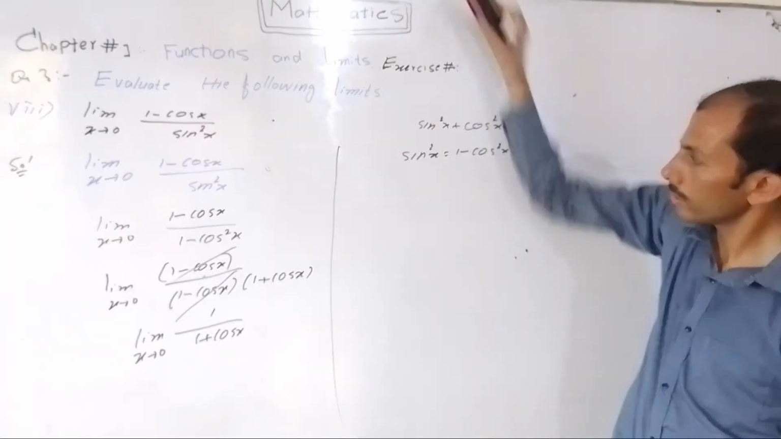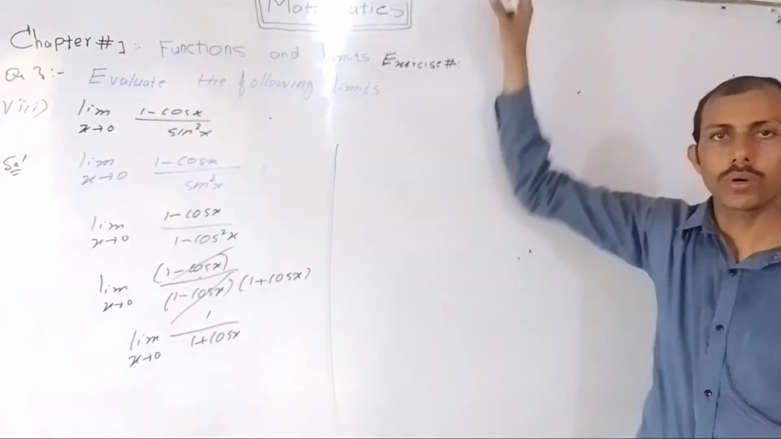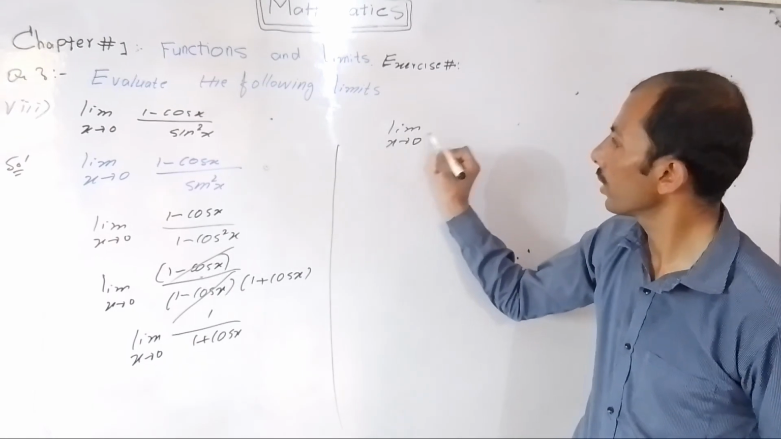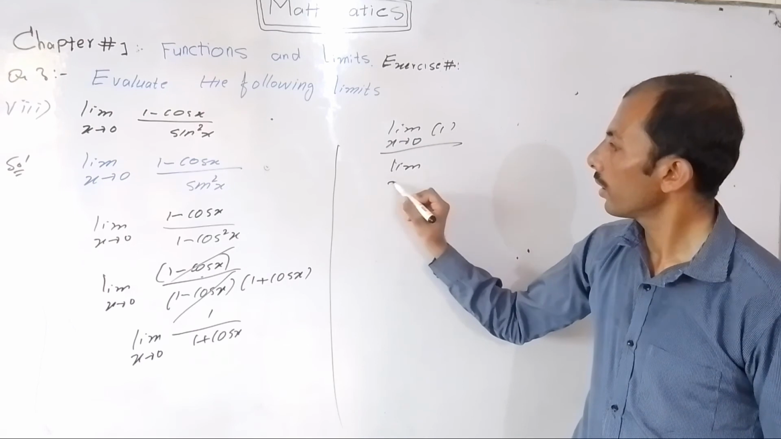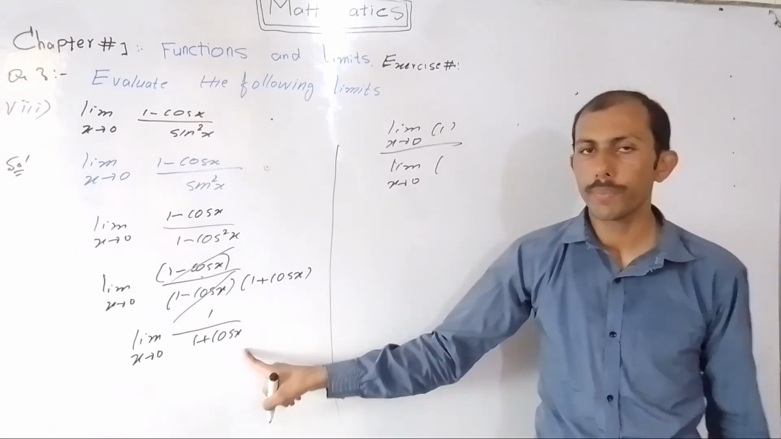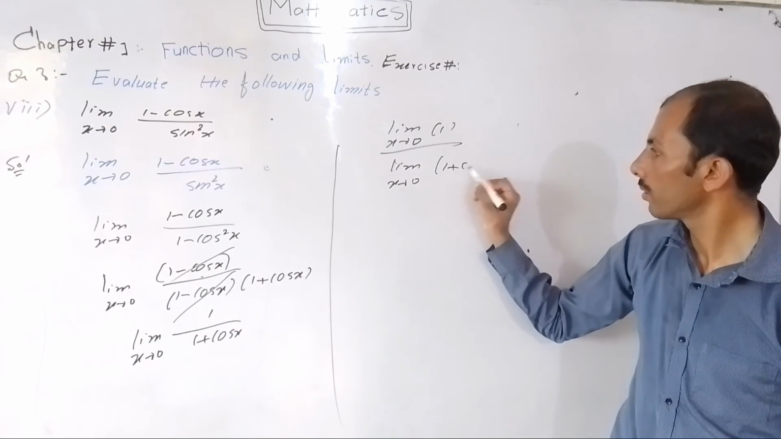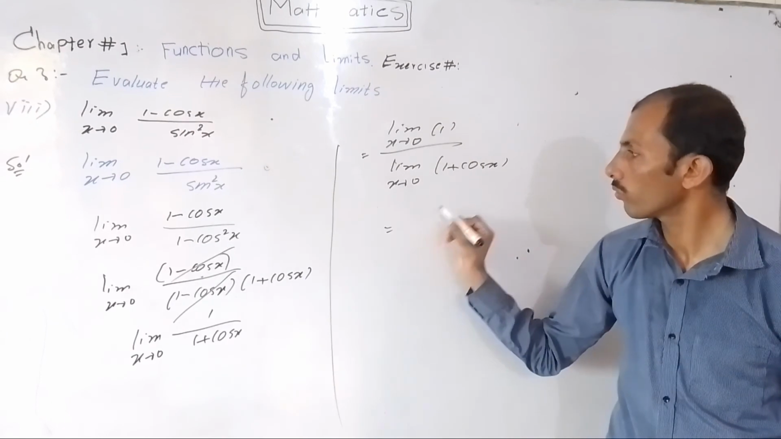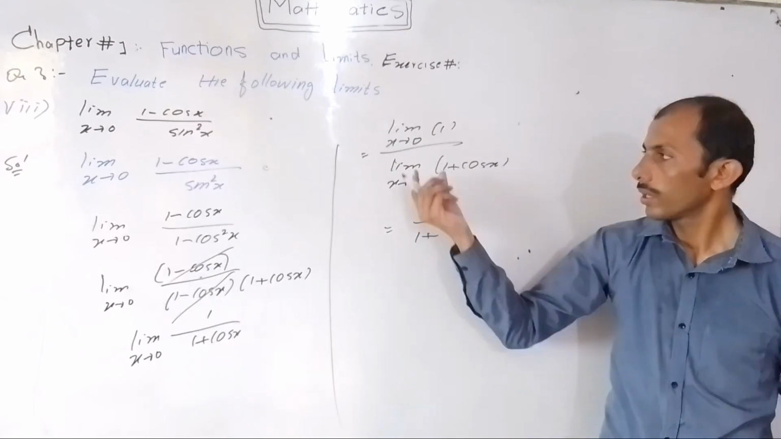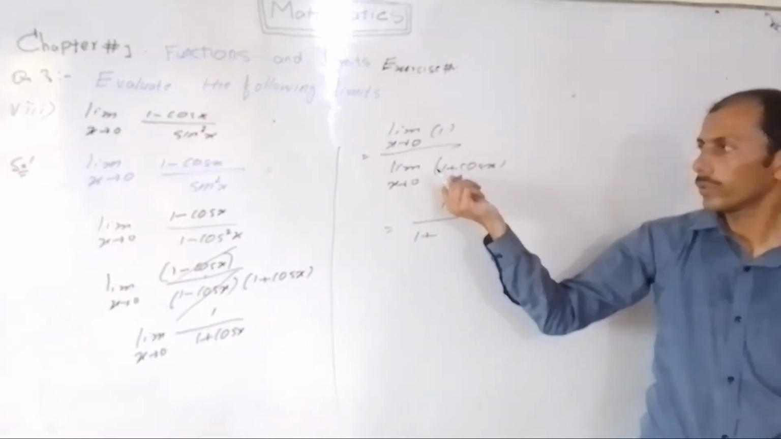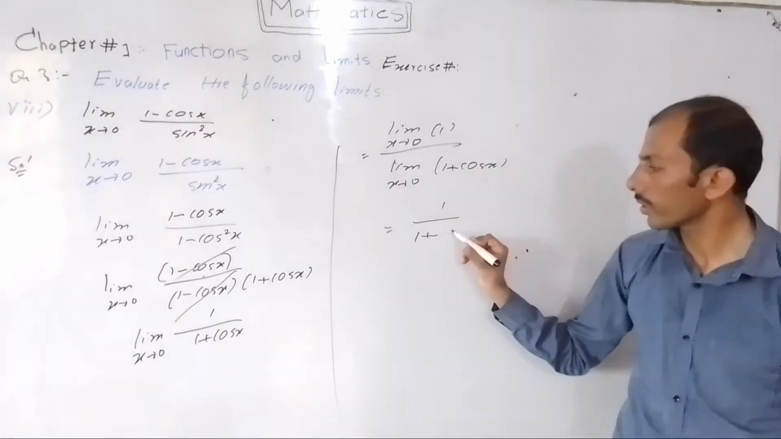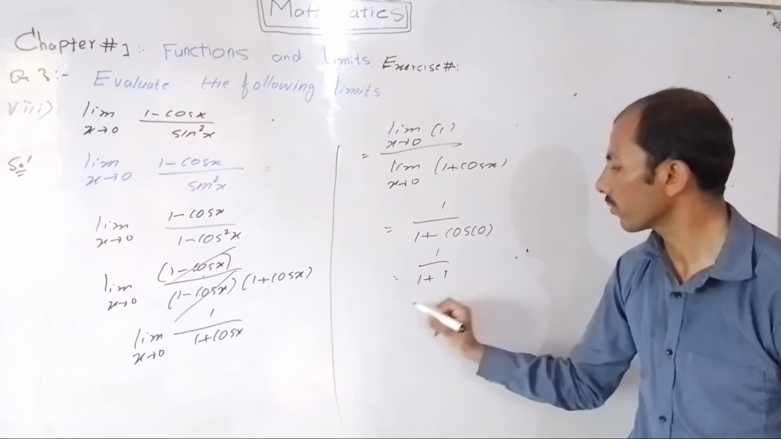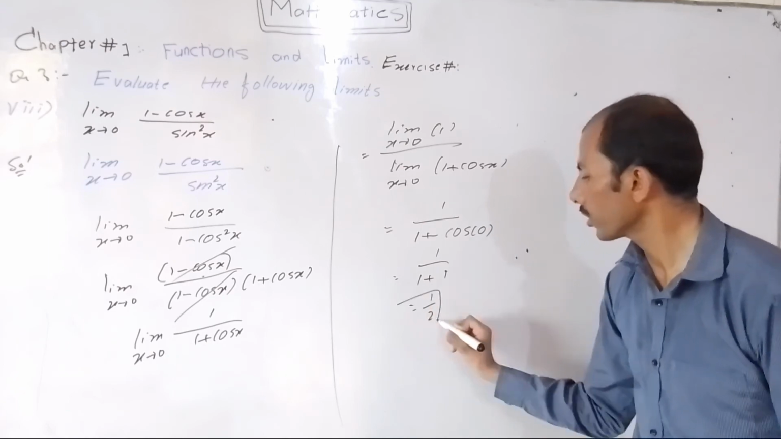Next, using the quotient rule of limits, that is limit x approaches 0 of 1 divided by limit x approaches 0 of 1 plus cos x. Limit x approaches 0 of 1 is equal to 1, divided by 1 plus limit x approaches 0 of cos x, so cos 0 is equal to 1. So 1 divided by 1 plus cos 0, which is 1, is equal to 1 divided by 2, which is the required solution.